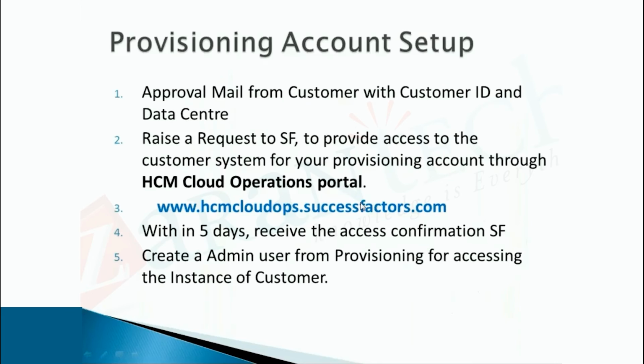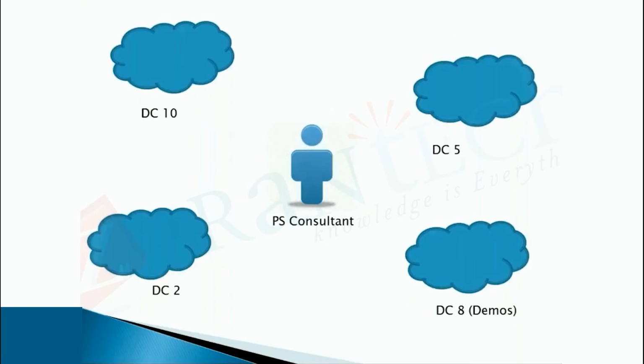So this is the thing. Whenever we are onboarded to a new project, this is the process: we have to get the approval mail and ask what is the customer ID given by SAP for this project. Along with both, raise a request on this website, and within 5 days you'll get the ID and password generated by the SuccessFactors system. You'll get the mail details, and with those you will be logging into the provisioning.